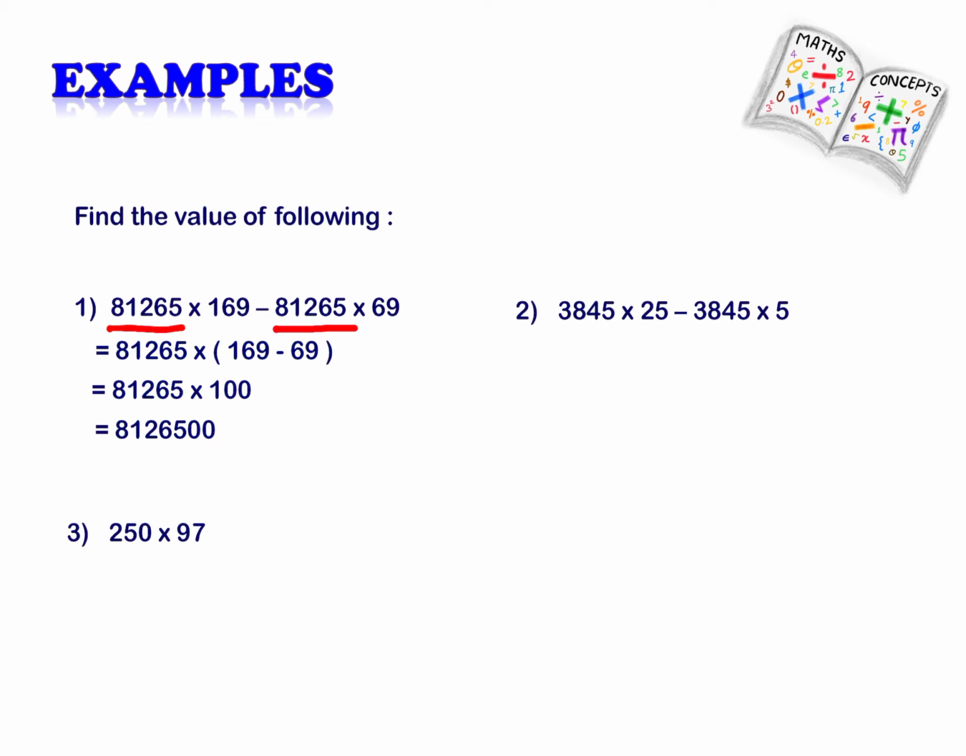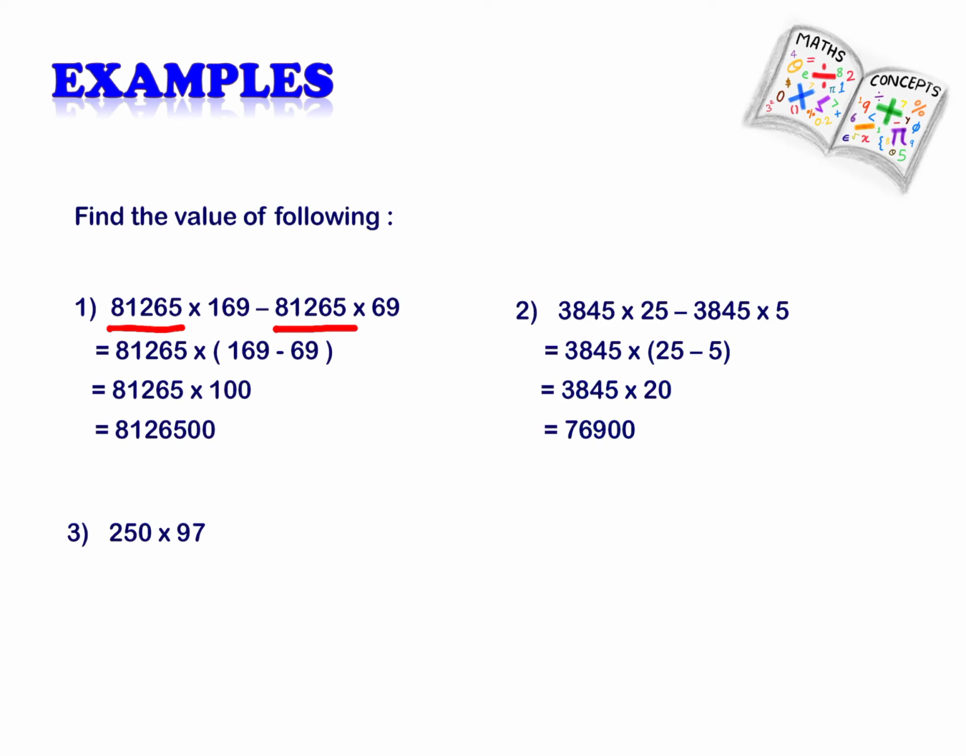Okay, now the next example is 3,845 into 25 minus 3,845 into 5. Again here there is a common number, we will bring it to the left and in the bracket 25 minus 5, which will give me 20. Now multiply it by 20 and it gives me the answer as 76,900.